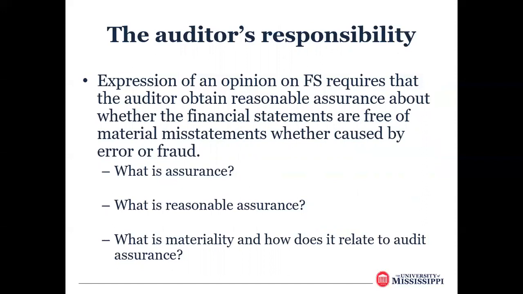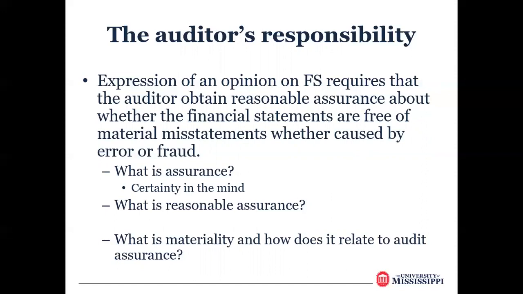And so then the question is, what sort of opinion is the auditor to express, and what is the auditor to express an opinion about? Expressing that opinion requires the auditor to obtain reasonable assurance about whether the financial statements are free of material misstatements, whether caused by error or fraud. Okay, and so then the question is, well, what is assurance? Assurance is the level of certainty someone can have in their mind. If I'm assured of something, I can trust that thing. I can be certain in its truth. If I'm not assured of it, then I'm going to be skeptical of its truth.